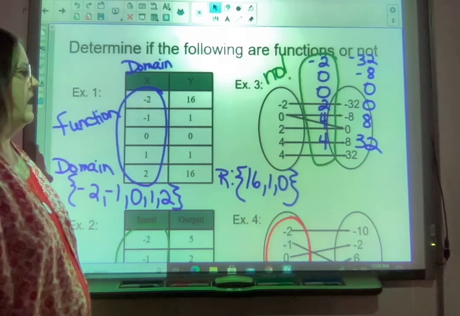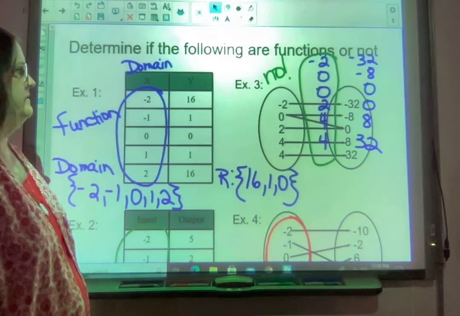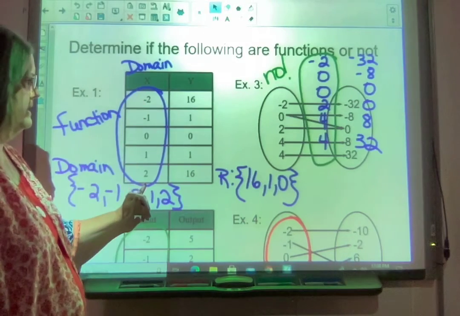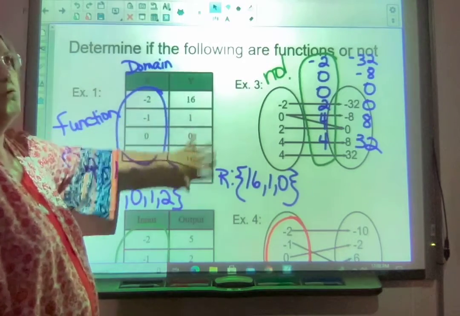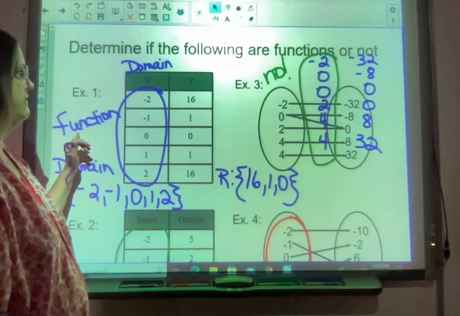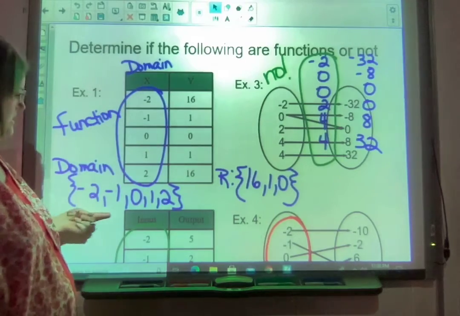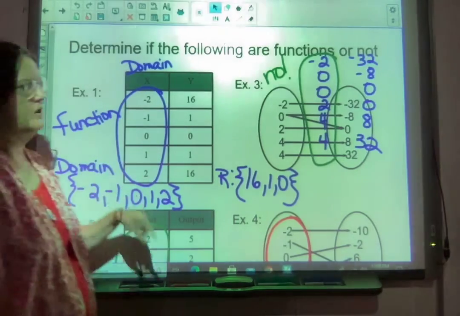The simplest thing to tell you is if the x value does not repeat itself, in other words, it's not matched with more than one y value over here, then it's a function. So you just look to see, does it repeat? No, that's a function. Come over here and look.